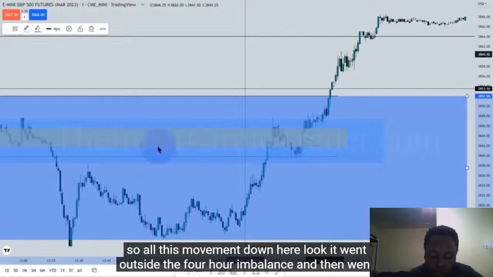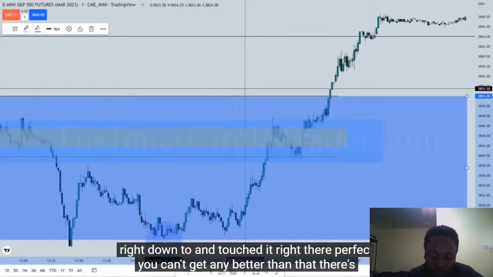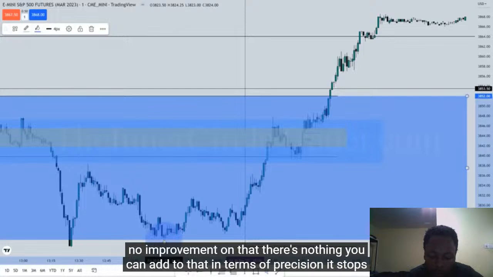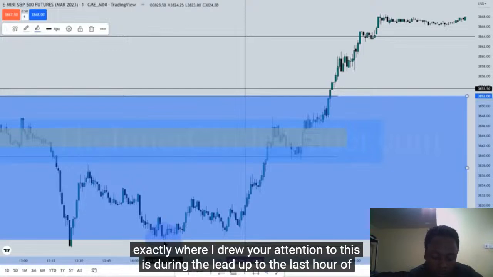So all this movement down here, look, it went outside the 4-hour imbalance, and then it went right down and touched it right there. Perfect. You can't get any better than that. There's no improvement on that. There's nothing you can add to that in terms of precision. It stops right exactly where I drew your attention to. This is during the lead up to the last hour of trading.